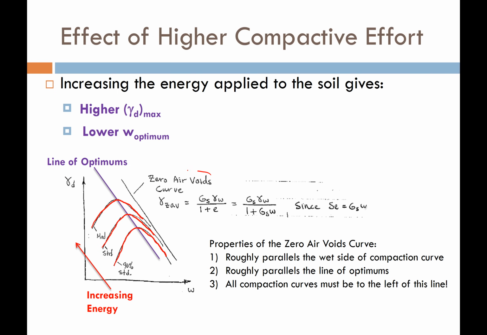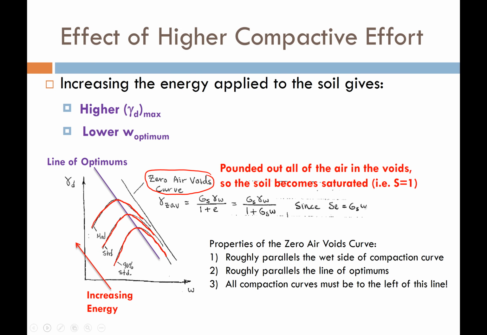Now, I want to talk a little bit about this other line that you can see here. It's drawn roughly parallel to the line of optimums, and it's called the zero air voids curve, or the zero air voids line. This line represents the absolute boundary of these compaction curves. It represents the point where all of the air has been pounded out of the soil and all that's left is water. So there's no more room for additional water to go unless we increase the void space and decrease the dry density.